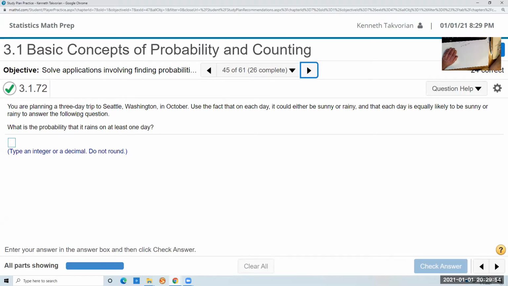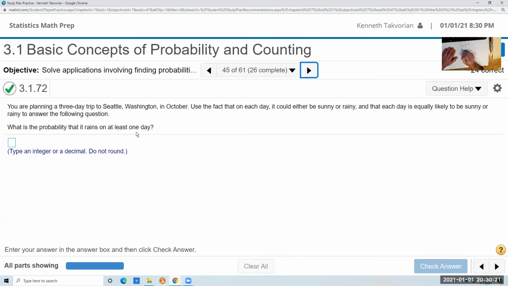You are planning a 3-day trip to Seattle, Washington in October. Use the fact that on each day it could be either sunny or rainy, and that each day is equally likely to be sunny or rainy to answer the following question. What is the probability that it rains on at least one day? First day, first and second, or first, second, and third. Let's make a tree diagram.